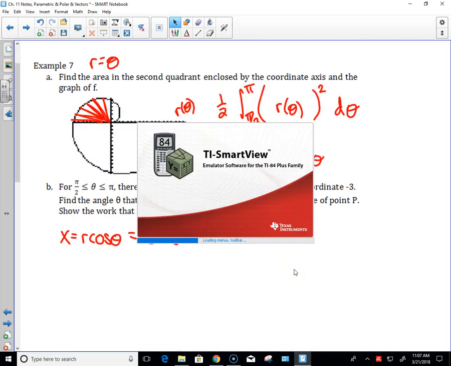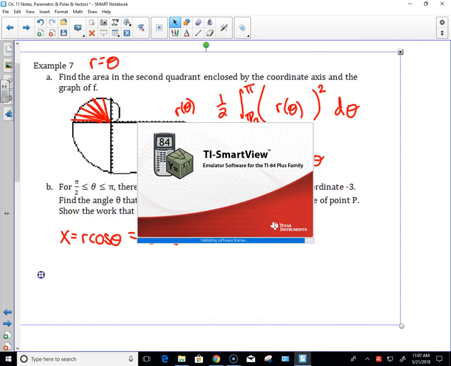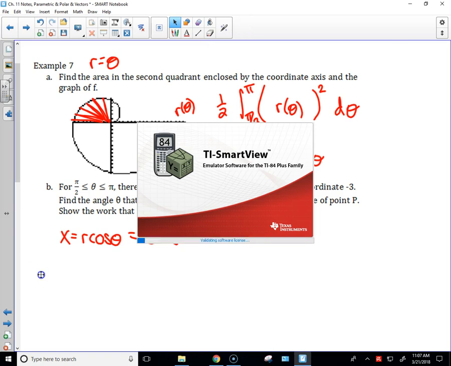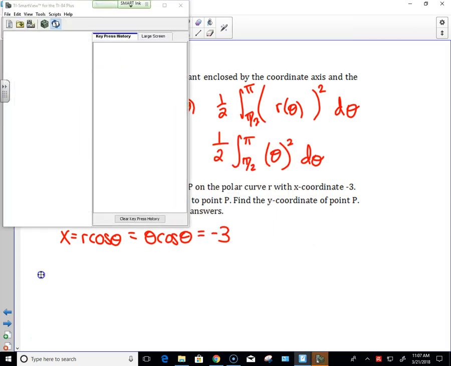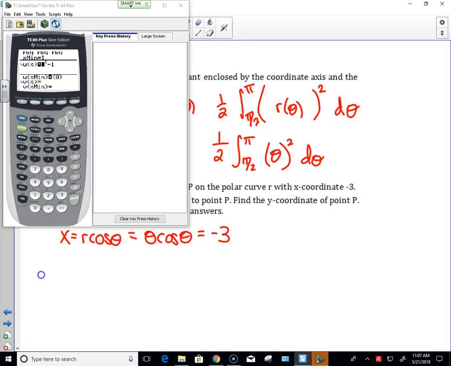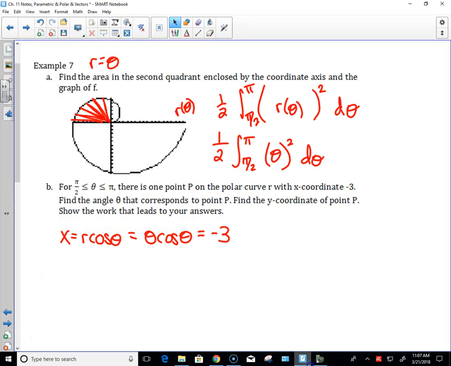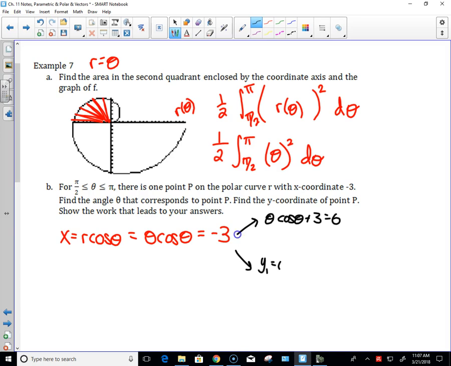So our two options are either to have theta cosine theta plus 3 equals 0 and solve for the zeros, or to make y1 equal to theta cosine theta, obviously with x's, y2 equal to -3 and find the intersect. So either use your 0 feature, or use your intersect feature.